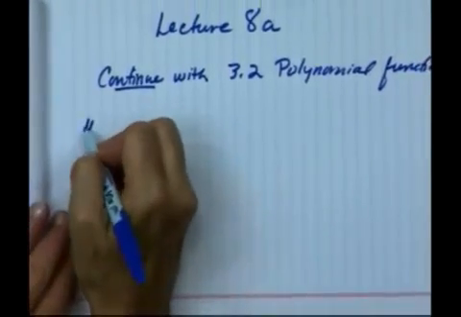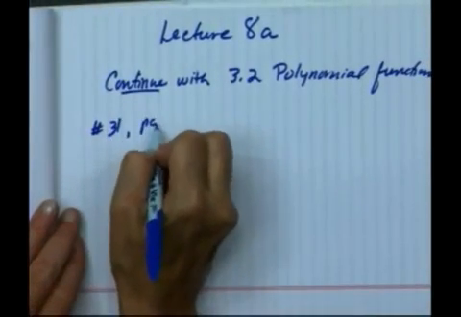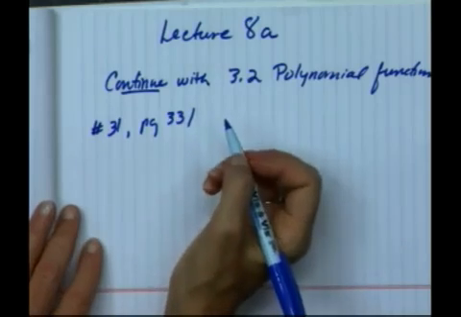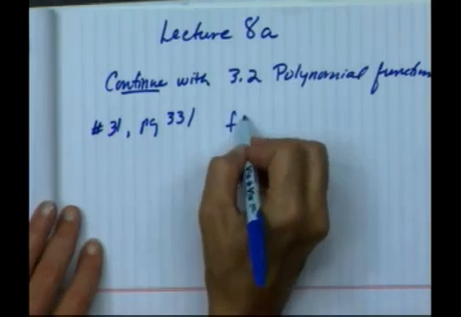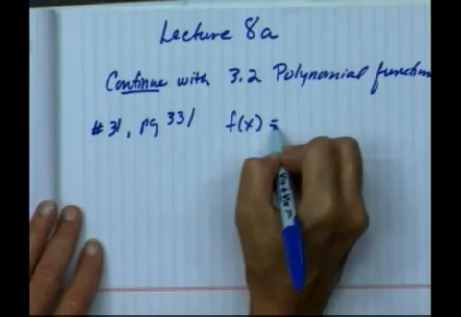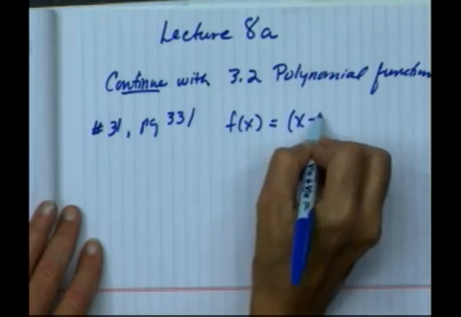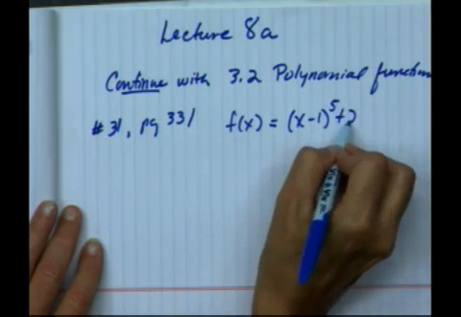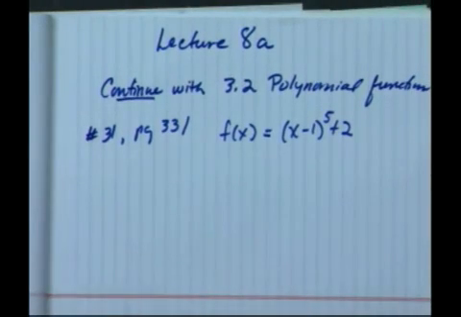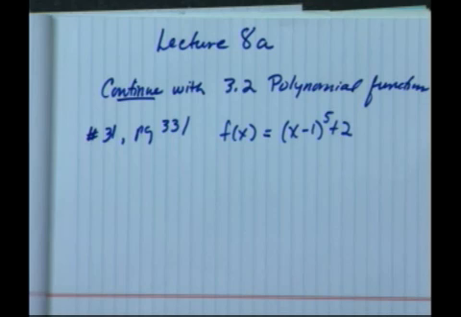Okay, number 31, page 331. And we have f of x equals (x minus 1) to the 5th plus 2. And you guys on your test were very good at discussing your graph, listing your steps, and one of the reasons I pushed it so much is because I knew this was coming up, and then we're going to do rational functions, and then we're going to do exponential and log functions. So that same process is going to continue through.